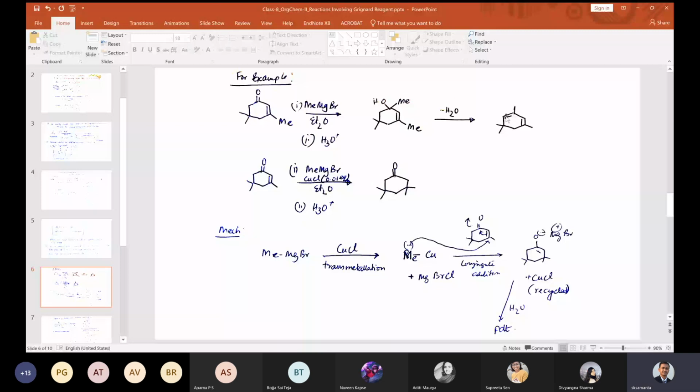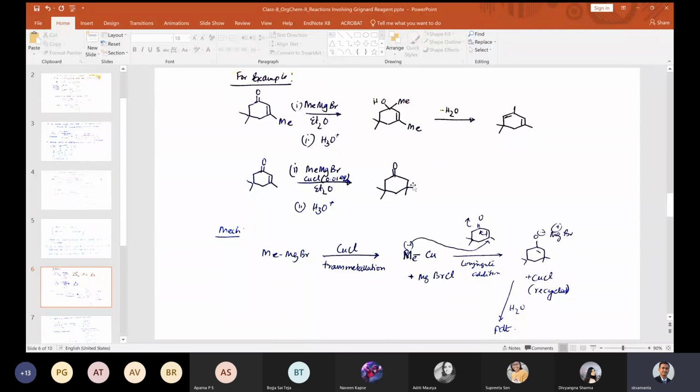Now, interestingly, if you take the same condition, methyl magnesium bromide, in the presence of copper chloride, 0.01 equivalent, it has been observed that the product is different. The product is this one. How does this product happen? This product forms because methyl is attacking not at this hard center but at this soft center.